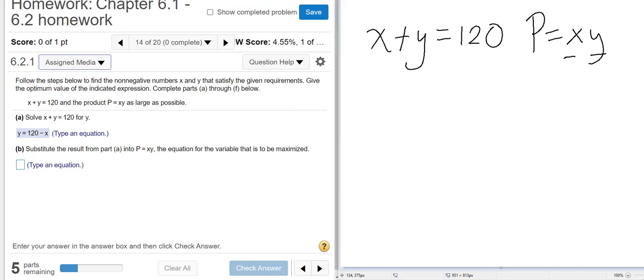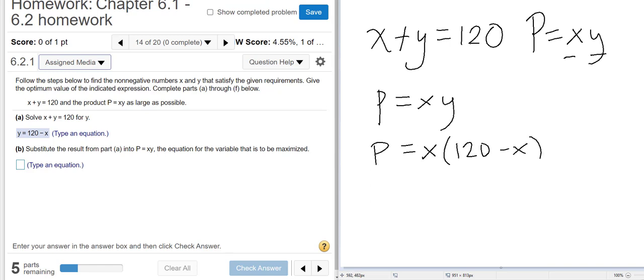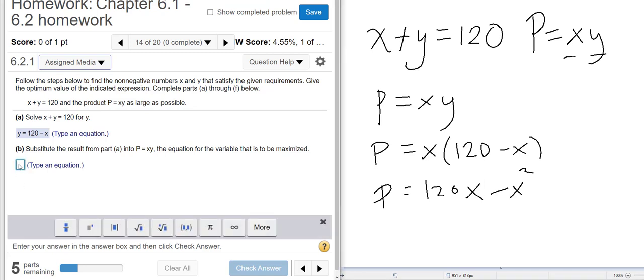So if p is equal to x times y, and we just found y to be 120 minus x, then 120x minus x squared is our formula for p. So p equals 120x minus x squared. Now, of course, you can rewrite that with a square in the front if you want to, but you don't have to.